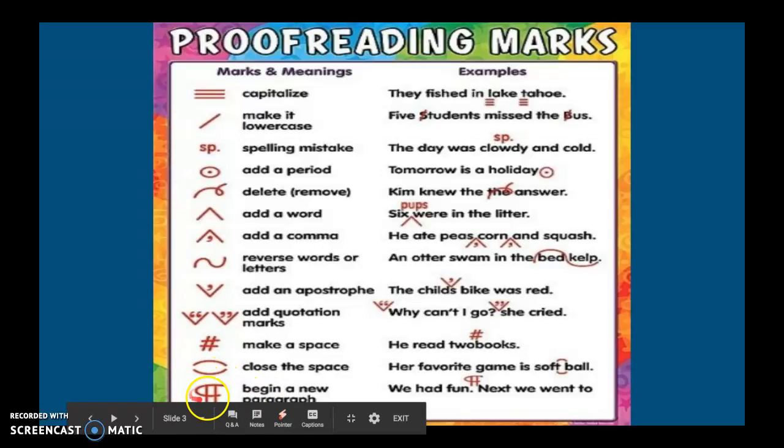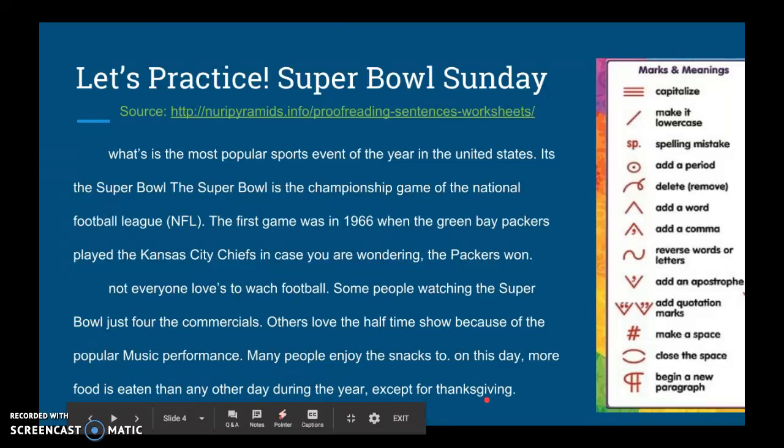It looks like a backwards P with a line through it. "We had fun. Next we went to..." is great. But when we say "next," that means we're starting a new idea, which means it can be a new paragraph. So we add this paragraph symbol right after this first sentence to show that they need to start this sentence as a new paragraph. Okay, so now we have learned all of the proofreading marks.